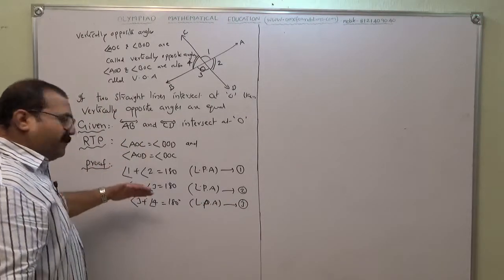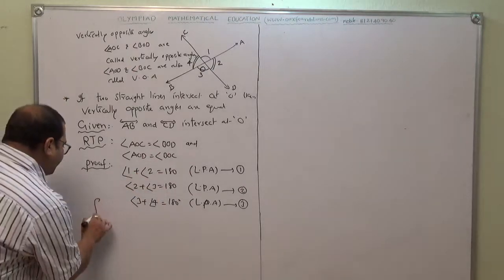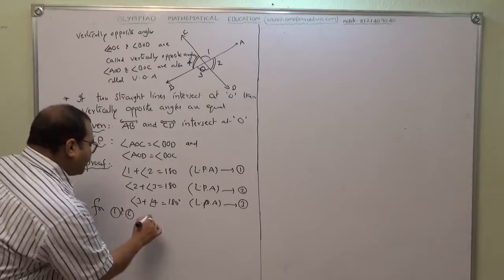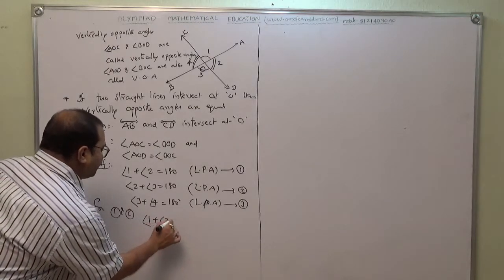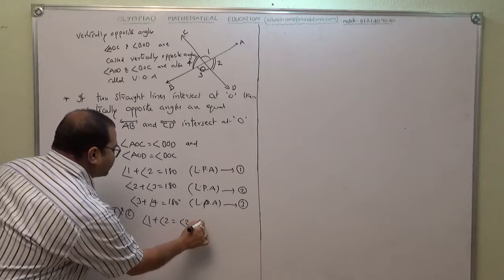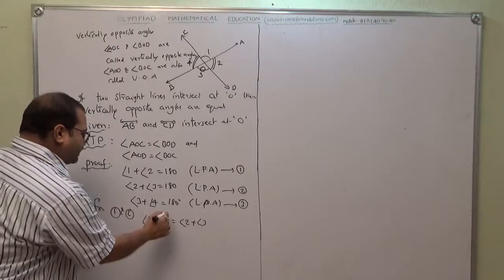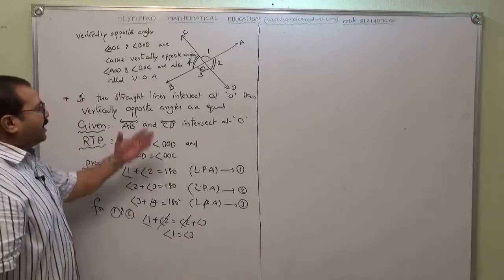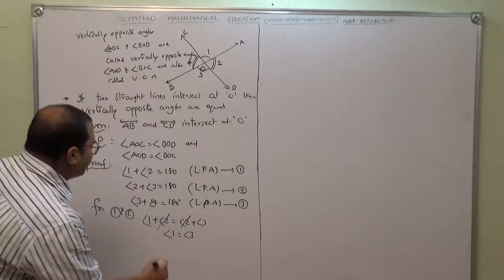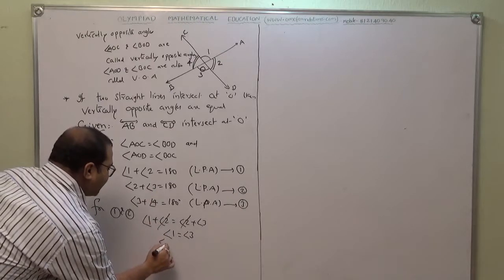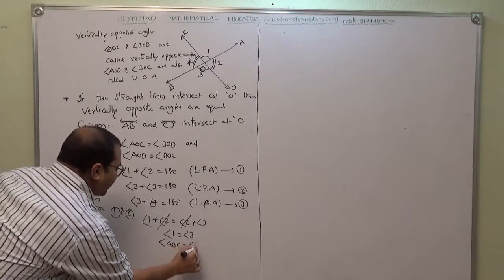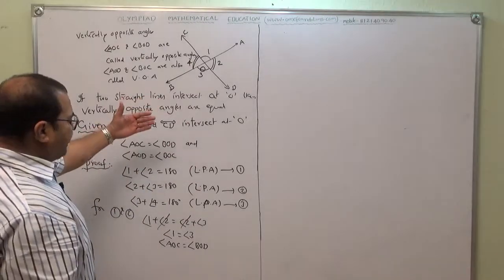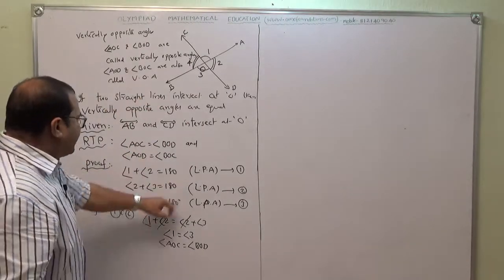Now if I compare 1 and 2, what can I conclude? Angle 1 plus angle 2 is equal to angle 2 plus angle 3. So angle 2 cancels, and angle 1 is equal to angle 3. What did you prove? Angle 1 means angle AOC equal to angle BOD. The first one is complete.